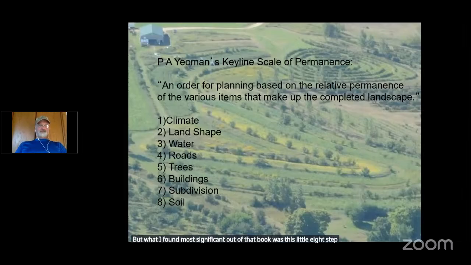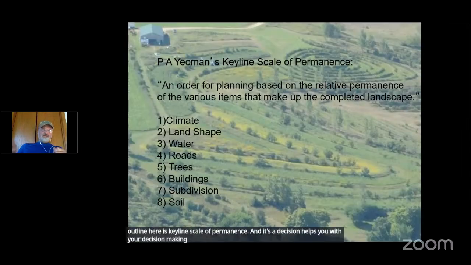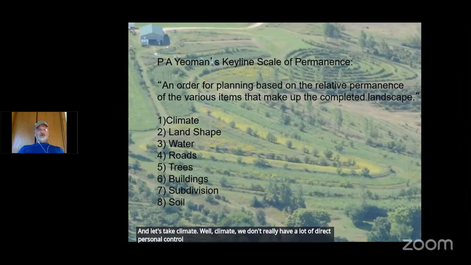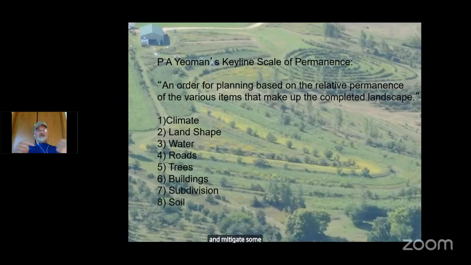8-step outline here, his keyline scale of permanence. It helps you with your decision making. It's like an order of operations based on how much effect it will have and how permanent it will be in the landscape. And let's take climate. Well, climate, we don't really have a lot of direct personal control over it, so we don't really want to spend a lot of time trying to control it or change it. We have to adapt to it and mitigate some of the effects of it.